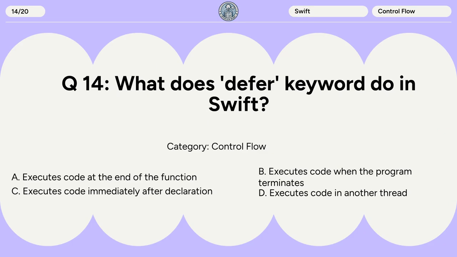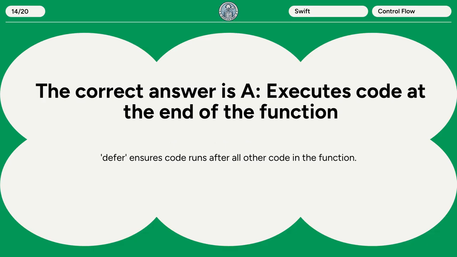Question 14. What does the defer keyword do in Swift? A. Executes code at the end of the function. B. Executes code when the program terminates. C. Executes code immediately after declaration. D. Executes code in another thread. The correct answer is A. Executes code at the end of the function. Defer ensures code runs after all other code in the function.